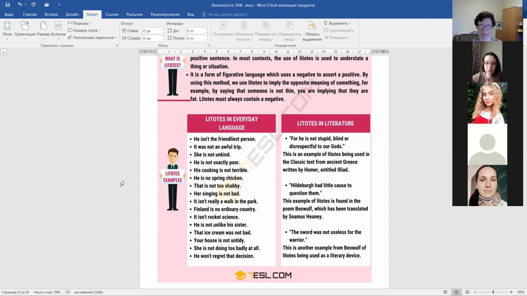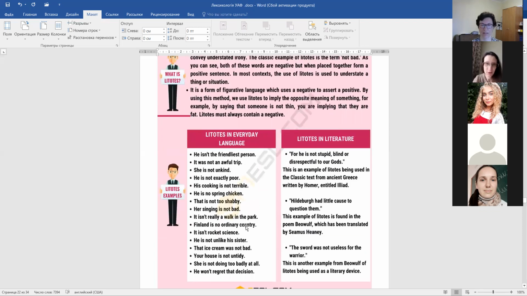So it isn't rocket science. What does this mean? Natasha, it isn't rocket science. We often say, well, it's not nuclear engineering, or it's not Newton's binomial. So, meaning it is very simple. It's not difficult. So, what do we mean by Finland is no ordinary country? Natasha. That it is in this unusual country. Very good.